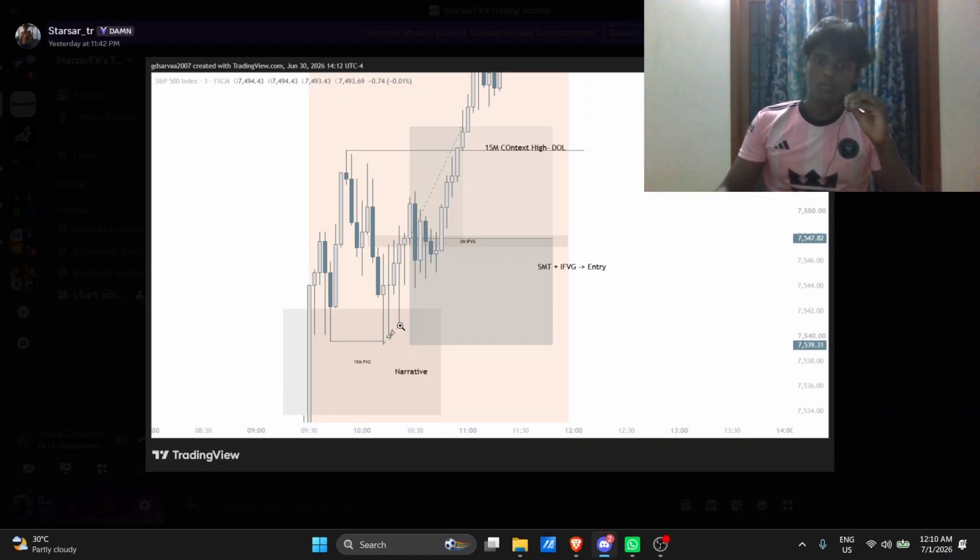We could even trim this SL by a bit. It's up to you. 1 to 1 is kind of above it, but it is fine. I'll move to break even once we tap into this drawn liquidity.